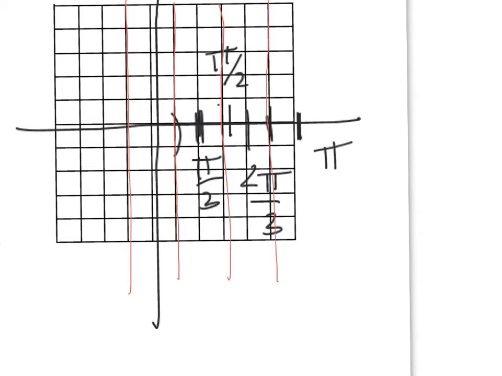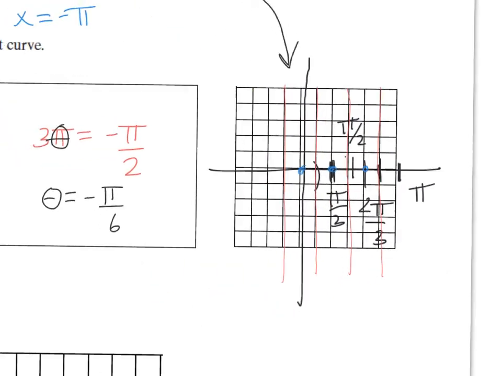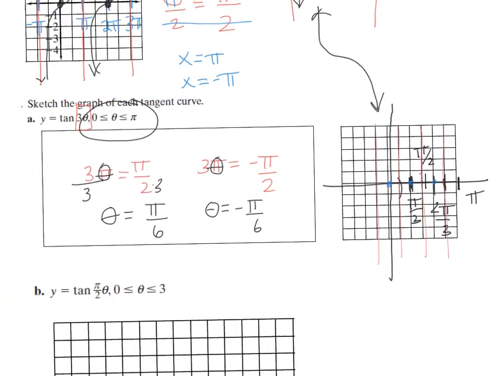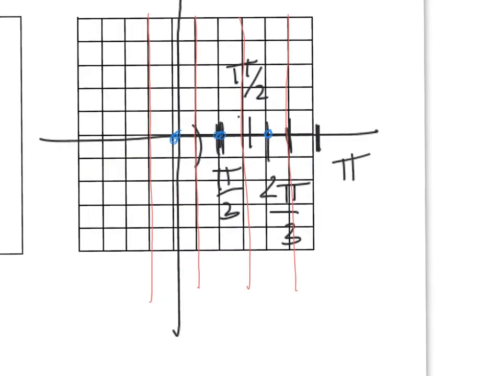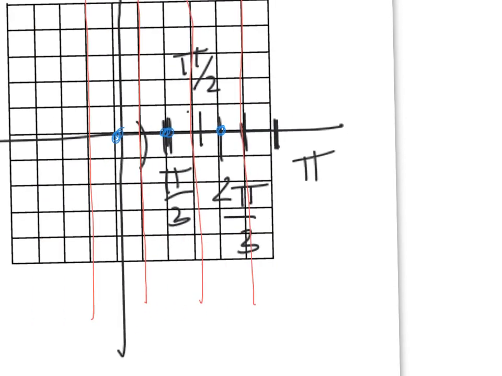So in between my vertical asymptotes are the x-intercepts. So like right here, right here, right here. It's kind of messy. So then what I can do is, I know that this function was positive. Okay, so it was positive. So I'm going to go up from left to right along here.